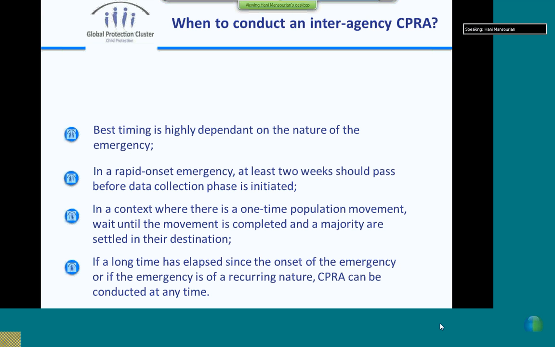So all of this suggests to us that we should not be starting immediately after a rapid onset emergency. So we always encourage you to start programming immediately.